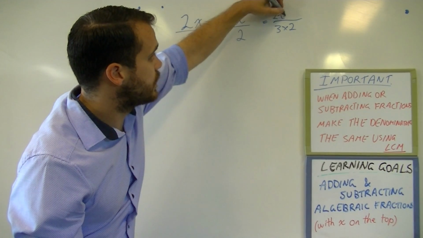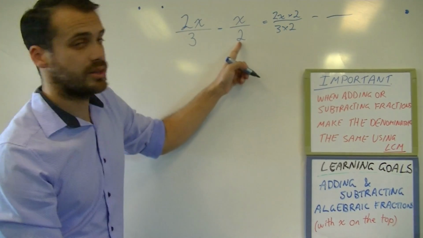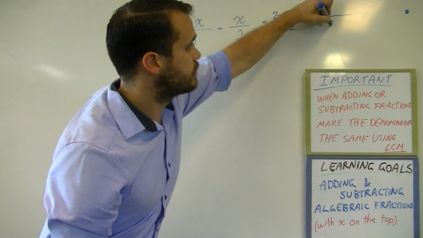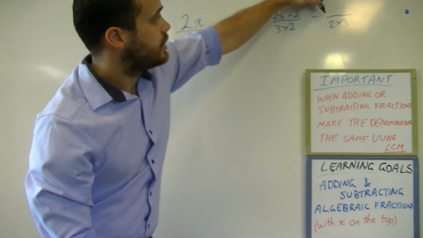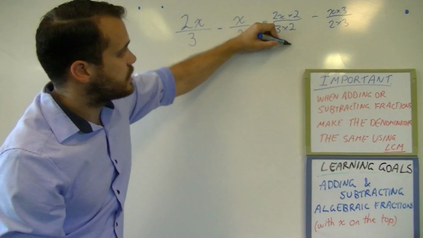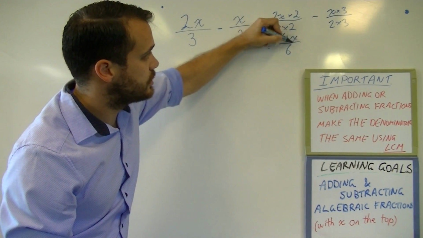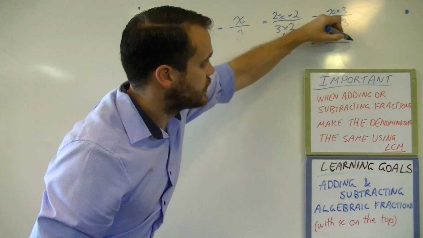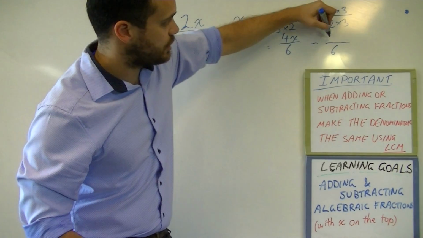So it's going to be 2x times 2 minus, now we need to make this 6, so we're going to do that by doing 2 times 3. And then we need to do the same to the top as we did to the bottom, x times 3. Now that's going to be 6 over 2x times 2, which is 4x, minus, that's going to be 6 over 3 times x, which is 3x.